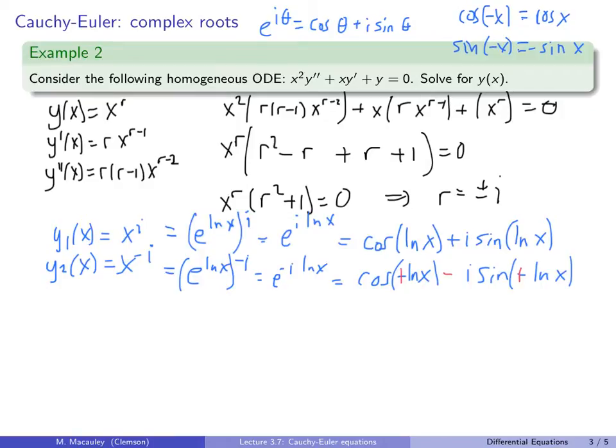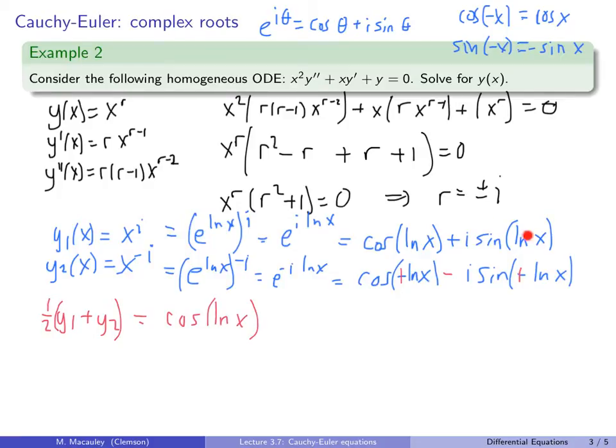We have y1, this is y1, and this is y2. And we're looking for real valued solutions. So let's do what we did before. Let's add these things up, and the signs will cancel. So in other words, 1/2 (y1 plus y2) is cosine of the natural log of x.